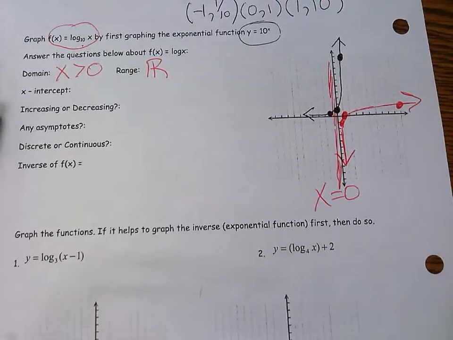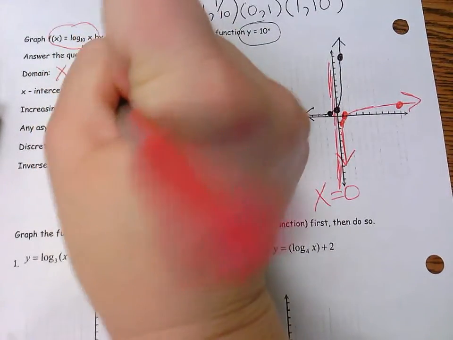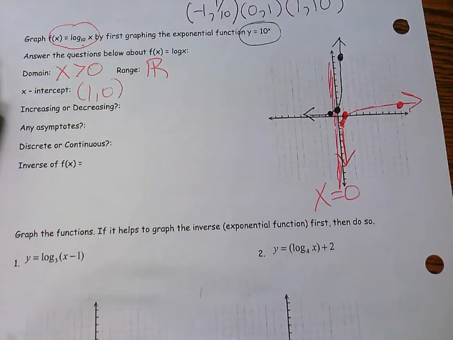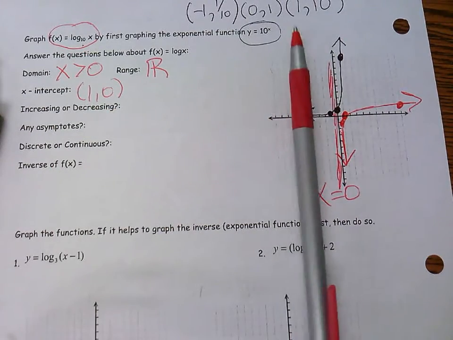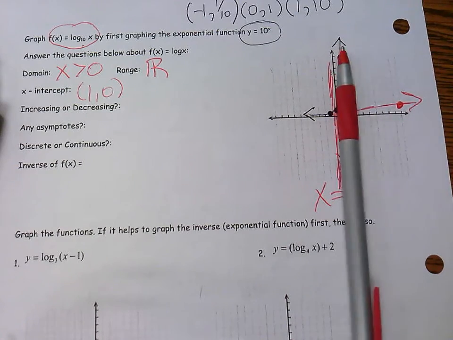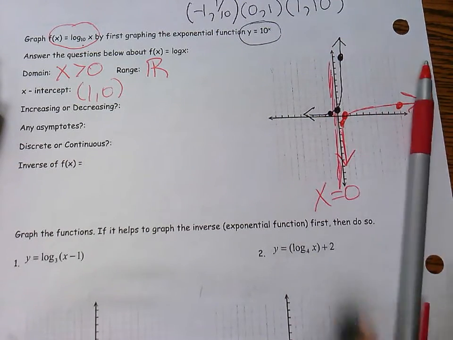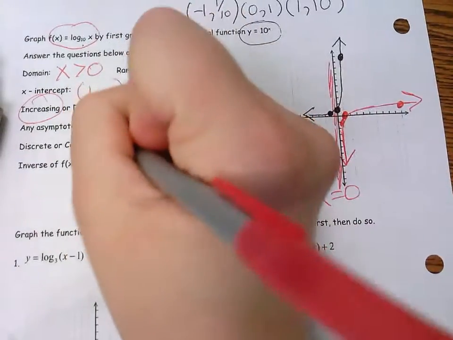And my x-intercept is at 1, 0. Am I increasing or decreasing? So as I read my graph from left to right, the red graph, am I going up or down? I'm going up, very gradually, but I'm going up, increasing. I already said my asymptote was at x equals 0.